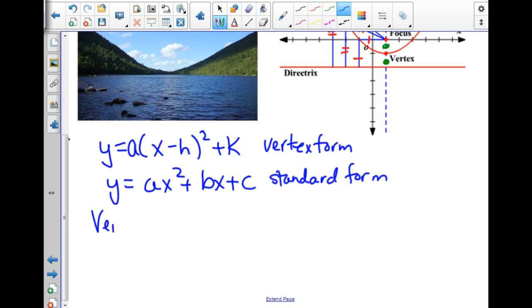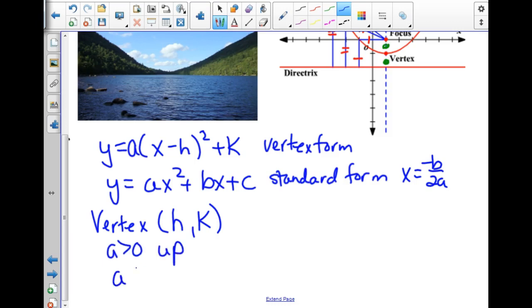The vertex, if it's in vertex form, is (h, k). If it's standard form, you find it by doing x equals the opposite of b over 2 times a, and then you plug that in to get y. Okay, now, if a was positive, then it opened up, and if a was negative, then the parabola opened down.